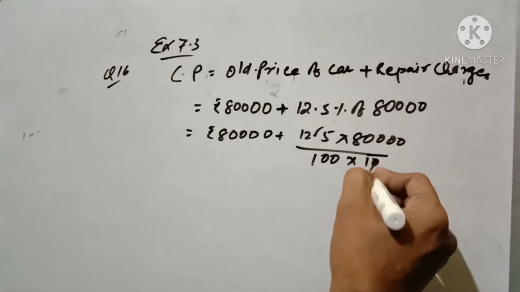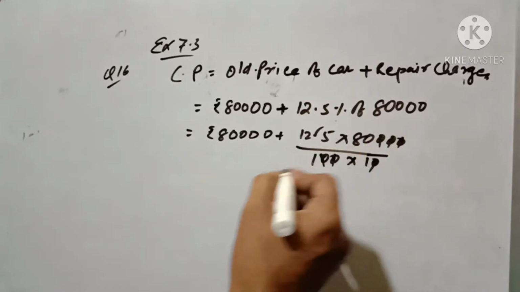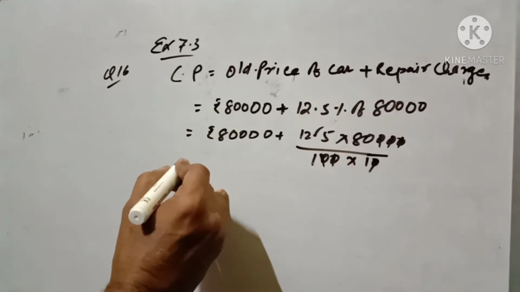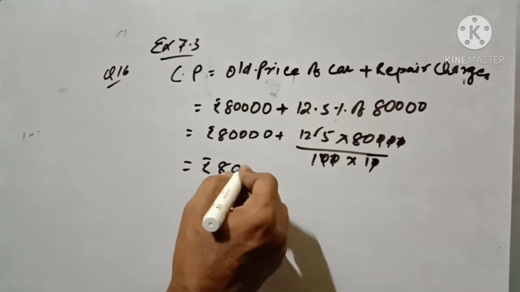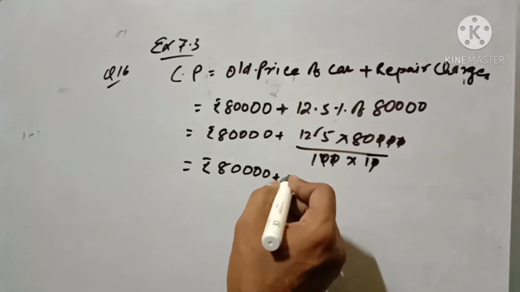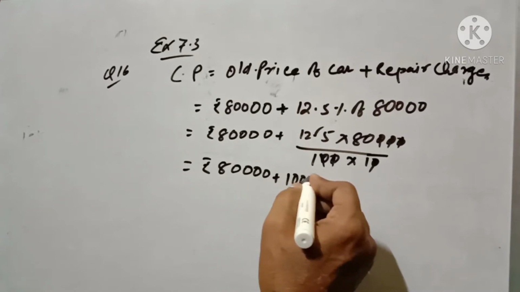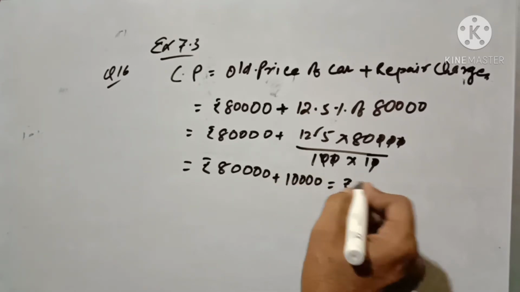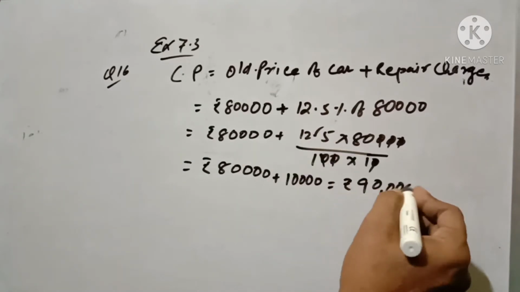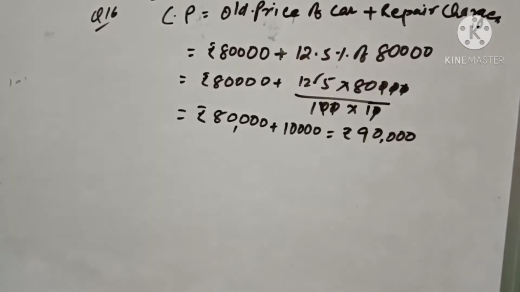Now 1 2 3, 1 2 3, so multiply 125 into 80, so rupees 80,000 plus 125 into 80, it will be 10,000. So therefore our new CP will be rupees 90,000. Write down.